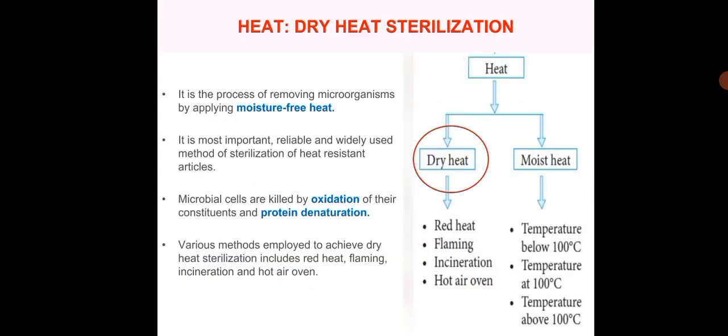First category is dry heat sterilization. It is the process of removing microorganisms by applying moisture-free heat. It is the most important, reliable and widely used method of sterilization of heat-resistant articles. Various methods employed to achieve dry heat sterilization include red heat, flaming, incineration, and hot air oven.